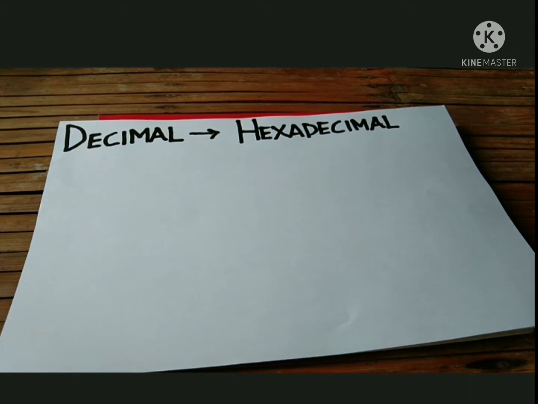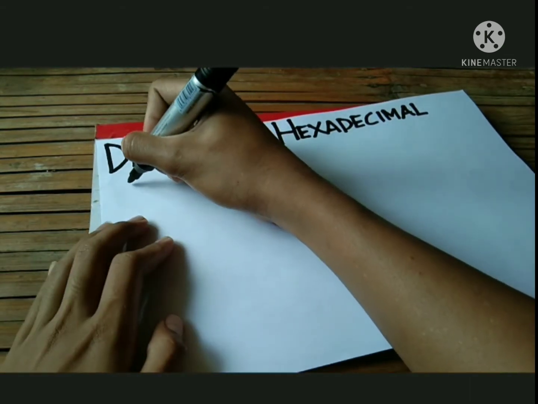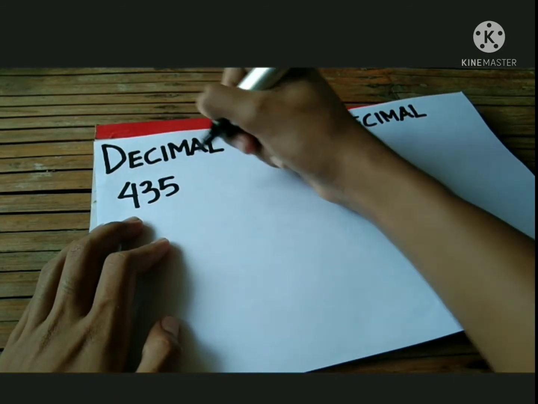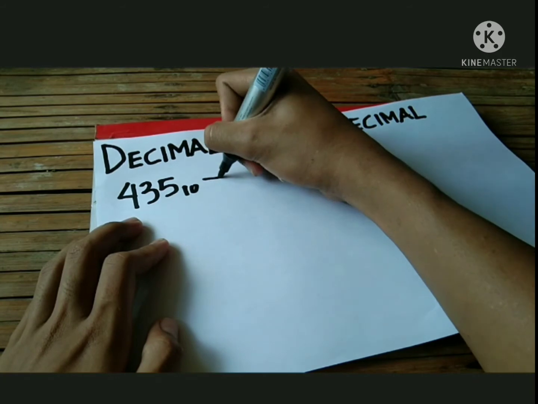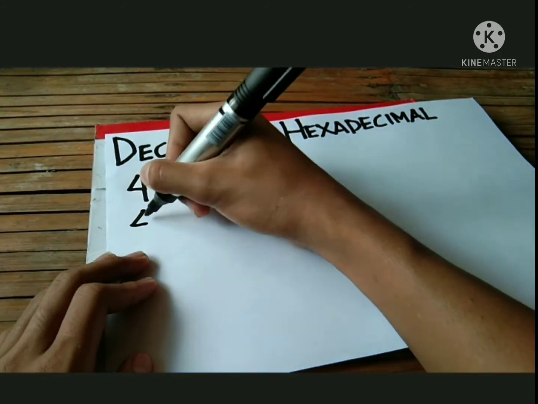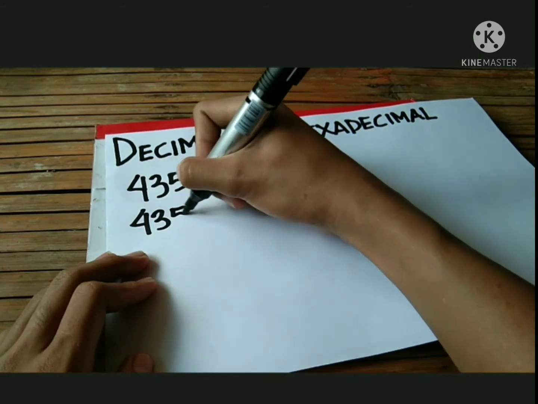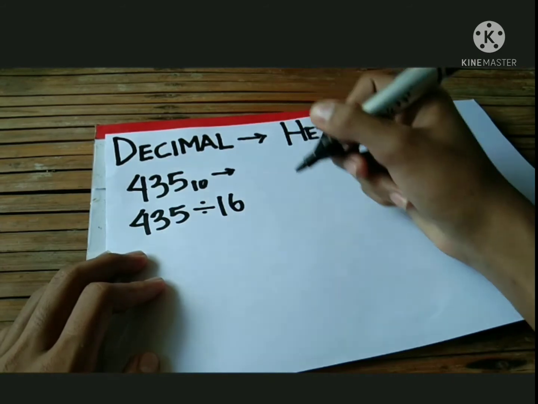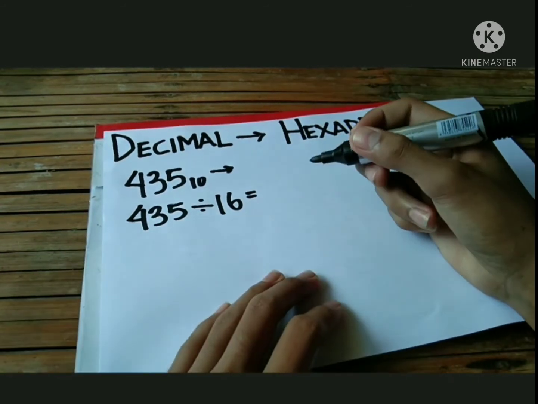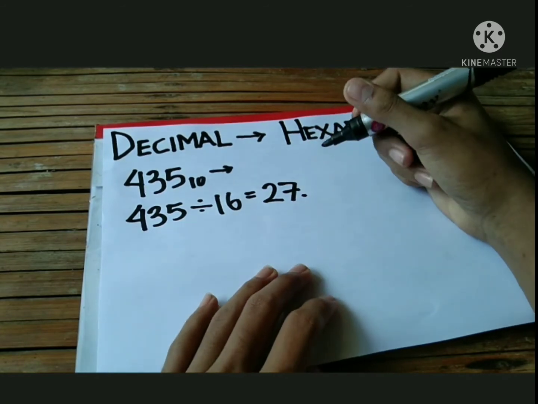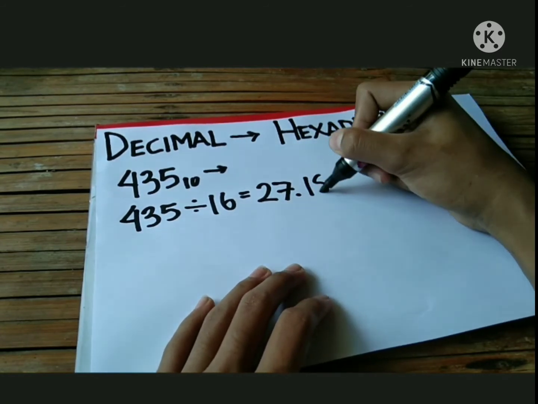And let's move on to decimal to hexadecimal. How can we convert decimal to hexadecimal? This is the same as octal, but we need to divide by 16. So let's try this example, 435 base 10. 435 divided by 16 is 27.1875.